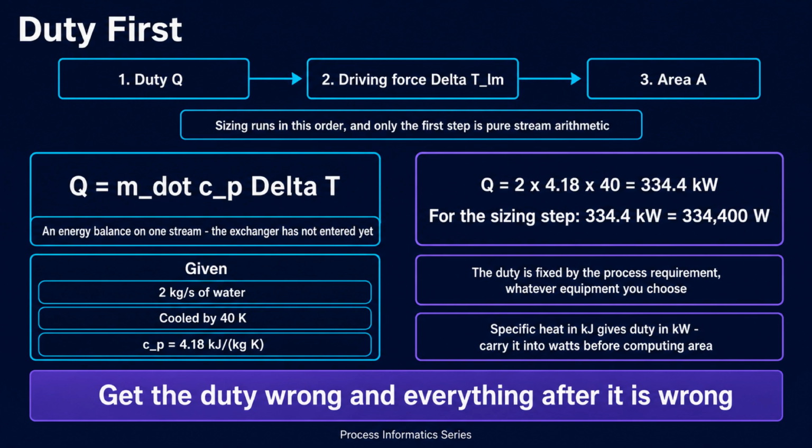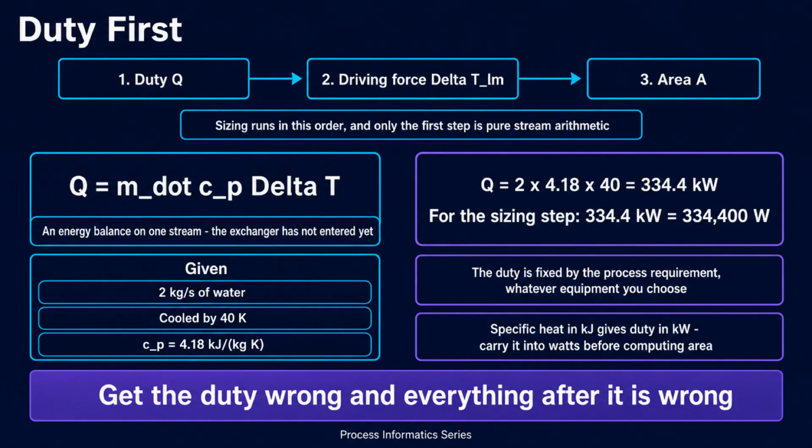It is fixed entirely by the process requirement, the flow you have, and the cooling you need, and it would be the same whatever equipment you chose. The exchanger has not entered yet. That is what makes this step safe ground. Get the duty wrong and everything after it is wrong, but the duty itself is arithmetic from a stream balance.